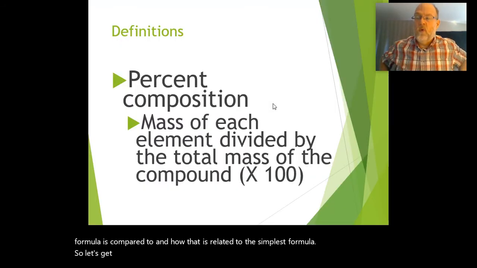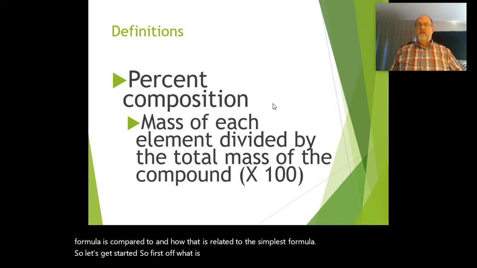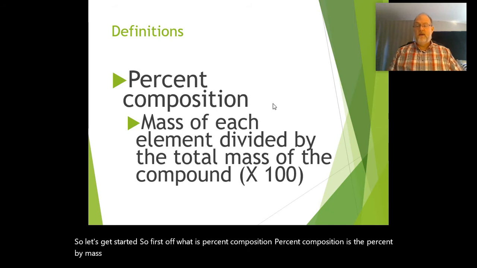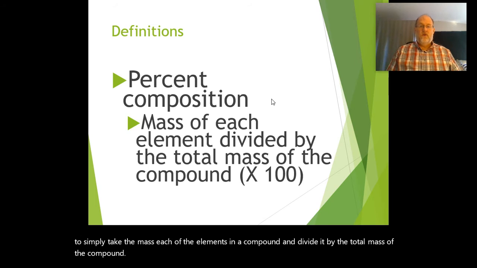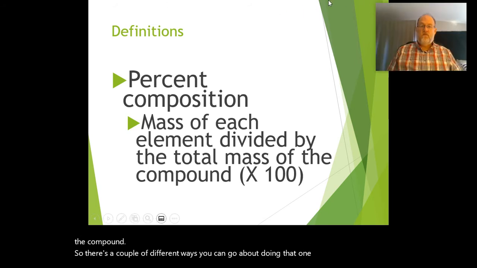First off, what is percent composition? Percent composition is the percent by mass of each element in a compound. The way you determine the percent composition is to simply take the mass of each of the elements in a compound and divide it by the total mass of the compound. There are a couple of different ways you can go about doing that. One of those is pretty straightforward.